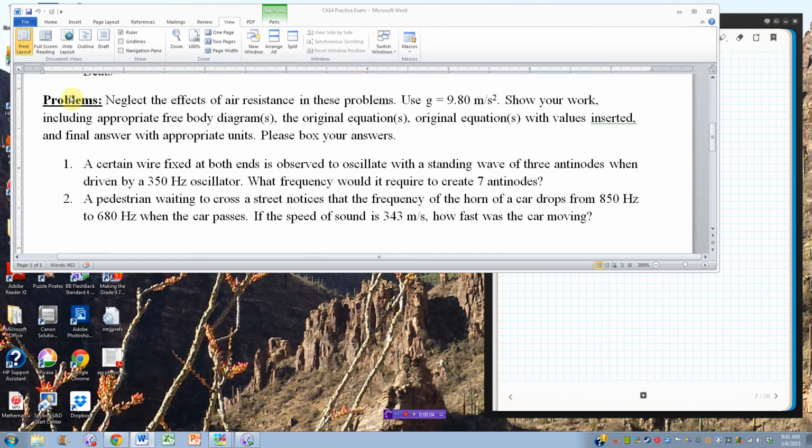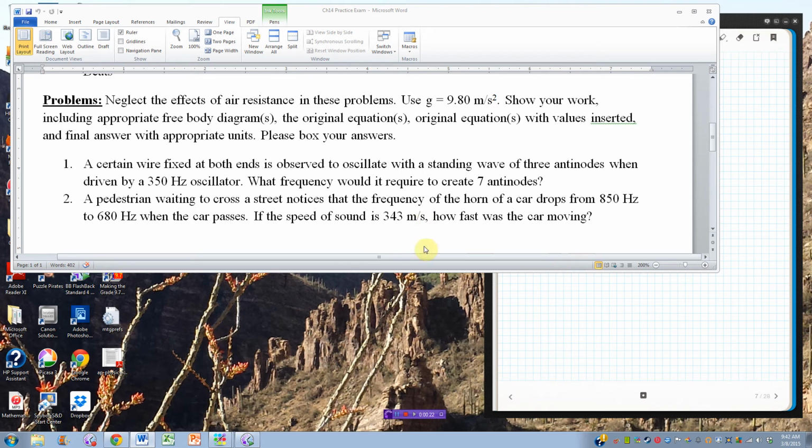This is Chapter 14, Product Exam number 2. A pedestrian waiting to cross a street notices that the frequency of the horn of a car drops from 850 Hz to 680 Hz when the car passes. If the speed of sound is 343 meters per second, how fast was the car moving?